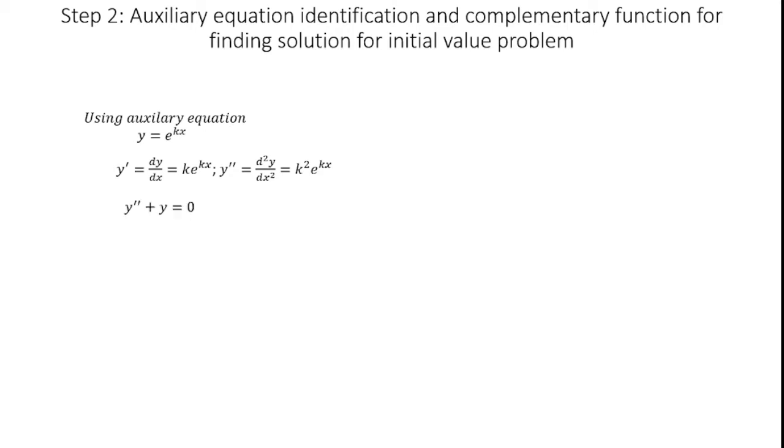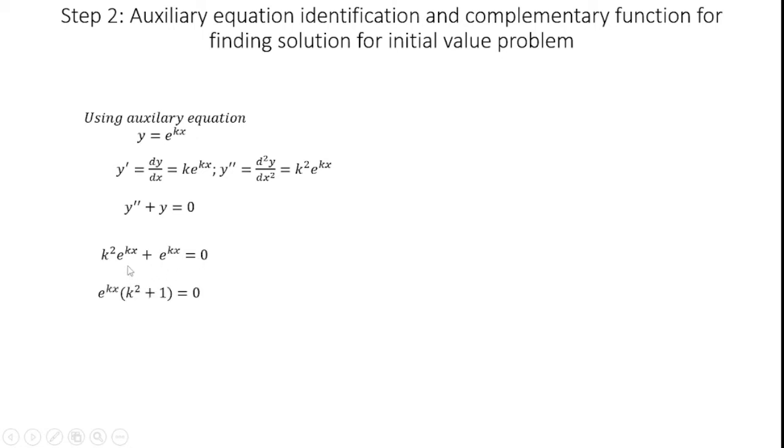Then this equation can be written as y double dash plus y is equal to 0, as per our mother problem, and then I can substitute the values. Here you see our mother equation is y double dash plus y is equal to 0. What is y double dash? k square e power kx. I substituted here k square into e power kx plus, what is y? The auxiliary solution is y is equal to e power kx, so I can substitute e power kx is equal to 0.